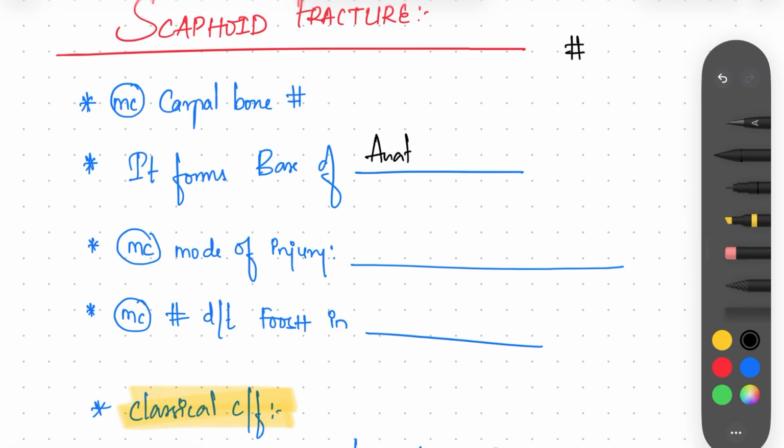Yeah, that three-marker anatomical snuff box in first year, which we used to study. That thing, right? Anatomical snuff box.